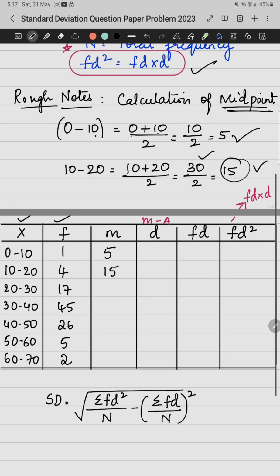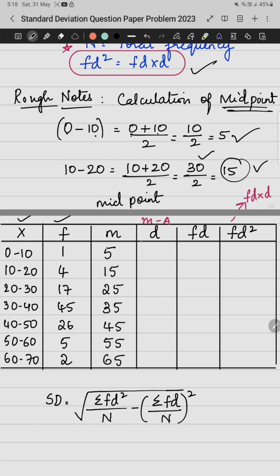Similarly, 20 plus 30 divided by 2 is 50 divided by 2, that is 25. 30 plus 40 divided by 2, you will get 35. 40 plus 50 divided by 2, 45. 50 plus 60 divided by 2, 55. 60 plus 70 divided by 2, 65. This is how you calculate midpoint. Now we are done with midpoint.